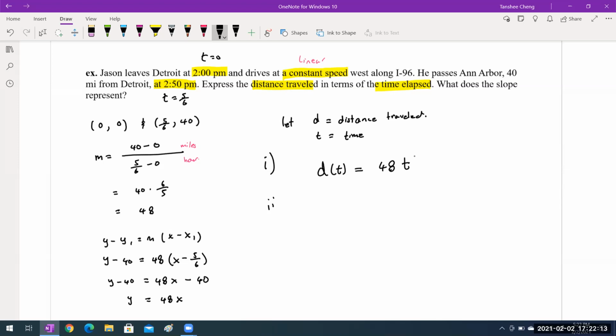The second part is, what is the slope representing? That's the reason why I put the units right here when we found the slope, to help you interpret it better. So the slope is 48, and it represents the speed, the constant speed.